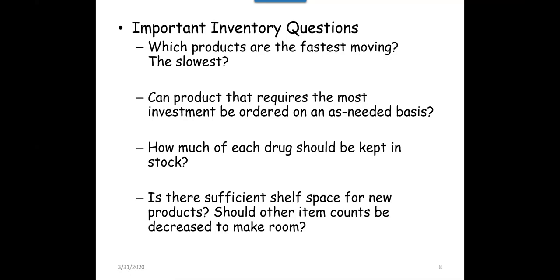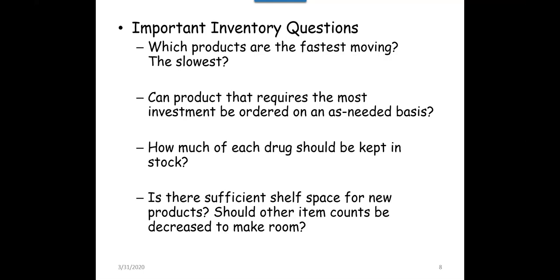That's called stock rotation. How much of the drug needs to be kept in stock? You're going to know if you see 12 bottles on the shelf and the space doesn't even look like it would accommodate it, you need to ask the pharmacist, is this right? Do we need to be keeping this many bottles? And then, is there sufficient shelf space for new products? Should other item counts be decreased?